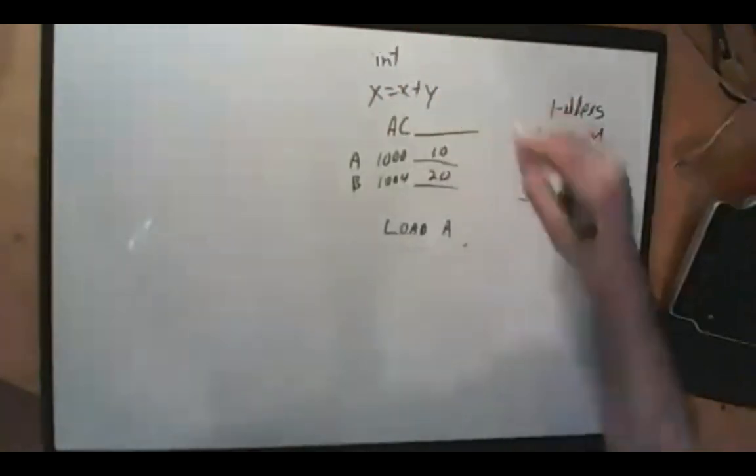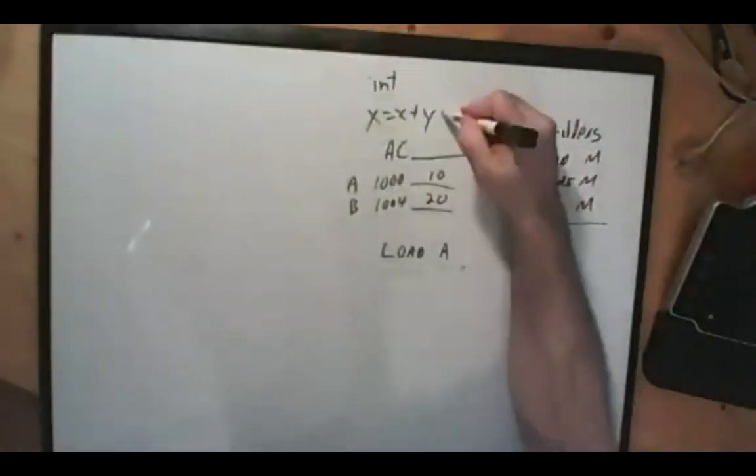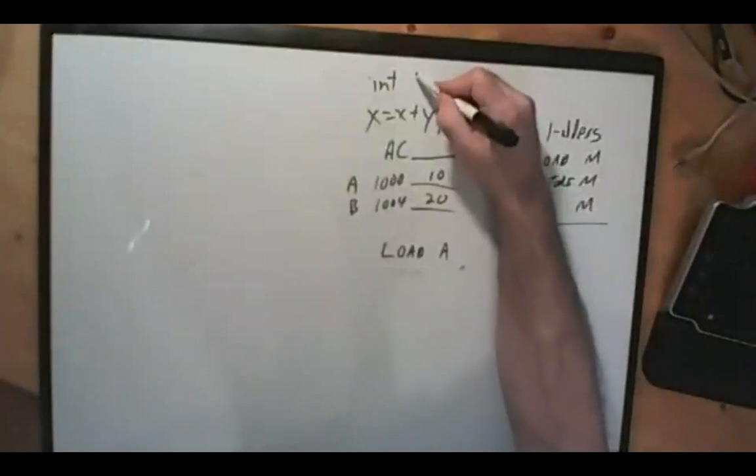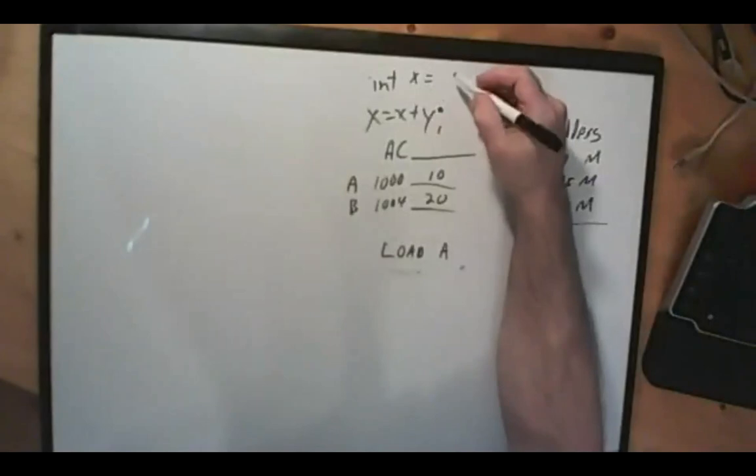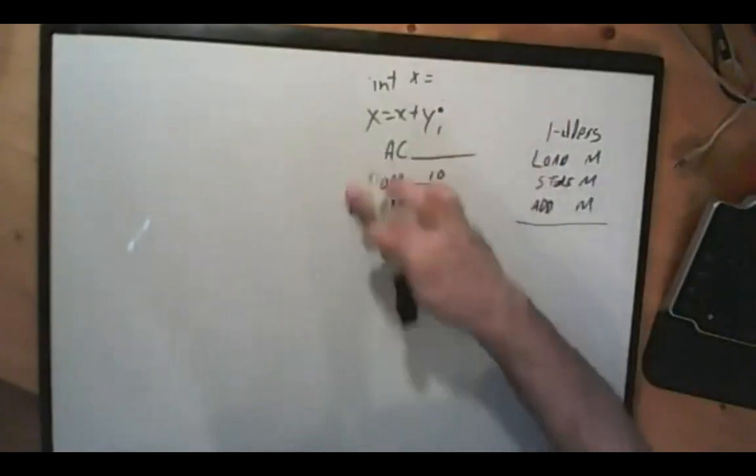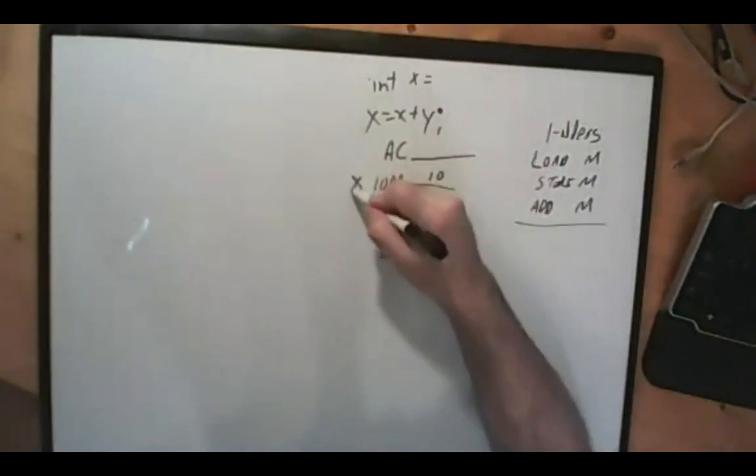By the way, like I was talking about here, again, if I was thinking of this as a high level language like C, that's declarative. And I should have called this X and Y here, X and Y.